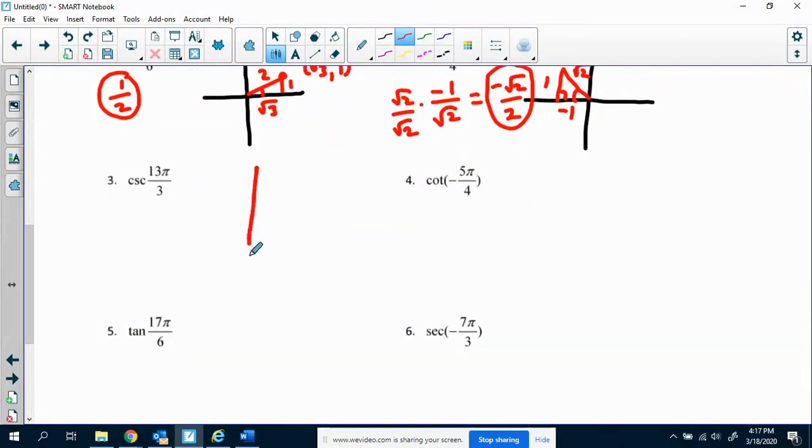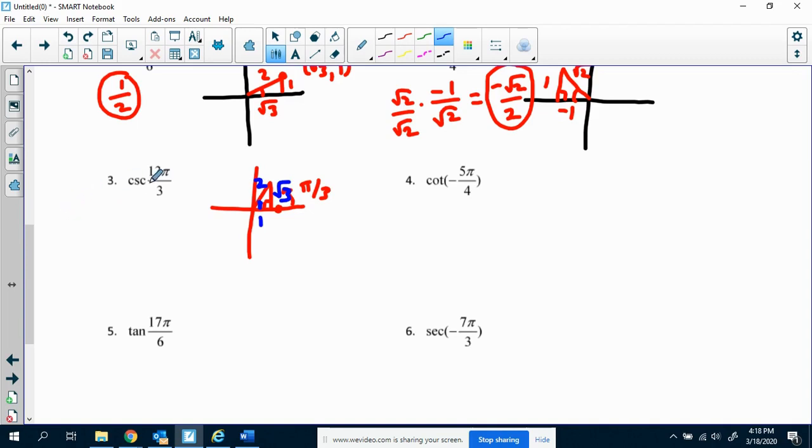Okay, cosecant of 13 pi over 3. So if I'm doing 13 pi over 3, 6 pi over 3 would get me to here. 12 pi over 3 would again get me back to here. And then 13 pi over 3 is going to be in the first quadrant. That is up pi over 3 from my x-axis. So my reference angle is pi over 3. So there's the right angle. I'm trying to find this angle here. That's pi over 3. And then I have 1, root 3, and 2 on my triangle.